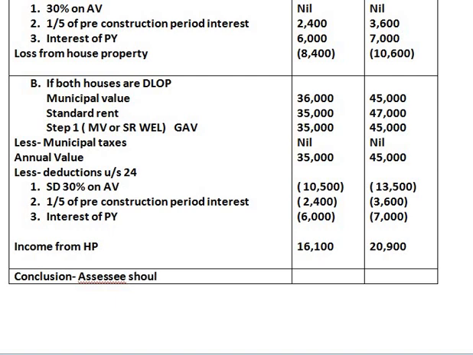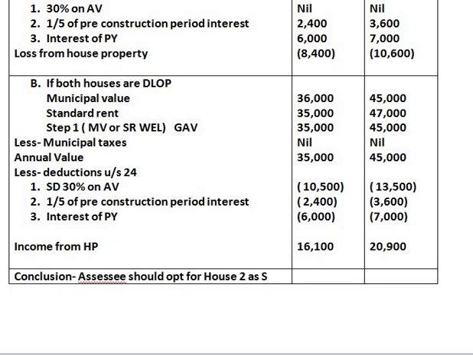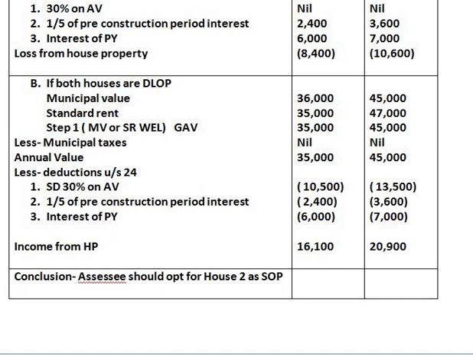the assessee should opt for house 2 as self-occupied property because it has the maximum amount of income compared to the first one, and he should opt for house 1 as deemed to be let out property because it has the less income, wherein you need to pay less tax on the income of the house property.